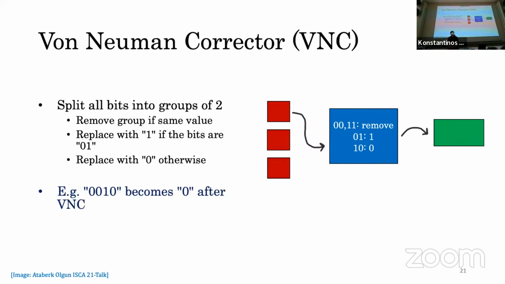So for example, if you consider the sequence 0, 0, 1, 0, the first 2 bits are the same, so they would be removed. And the latter 2 bits would be replaced by a 0. So the sequence after the von Neumann corrector would become 0.